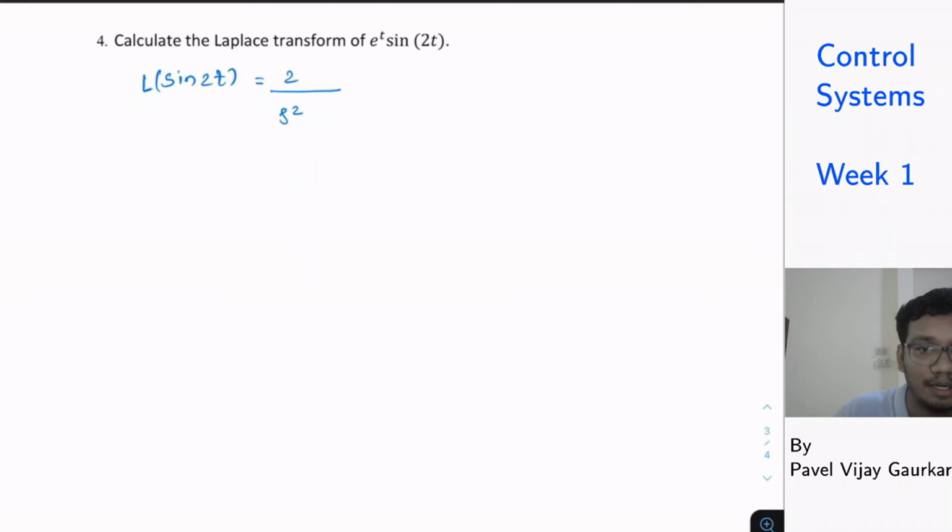So L of e power t into sine of 2t is equal to 2 divided by s minus 1 whole square plus 4, which is s square minus 2s plus 5.